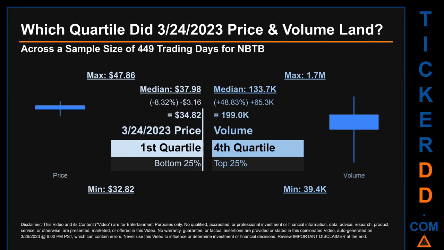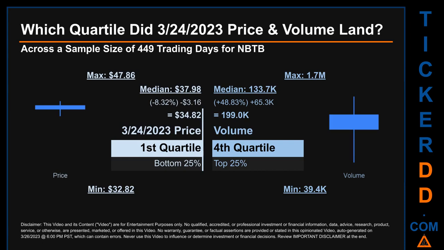Which quartile did March 24, 2023 price and volume land? Across a sample size of 449 trading days, the maximum end-of-day price for NBTB was $47.86 while the minimum was $32.82. Within that price range, March 24, 2023 price of $34.82 landed within the first quartile, meaning it was within the bottom 25% of all sampled end-of-day prices. The day's volume landed within the fourth quartile, marking it within the top 25% of all sampled daily volume, which saw a max daily volume of 1.7 million and a minimum of 39.4 thousand.